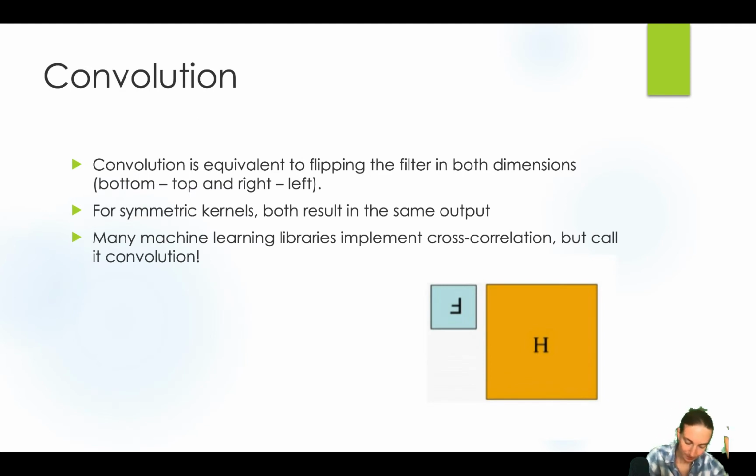All right, so convolution really is equivalent to flipping the filter. Let's see how this filter is flipped. If you have symmetrical kernels, both result in the same output. So in case my filter would be something like this.